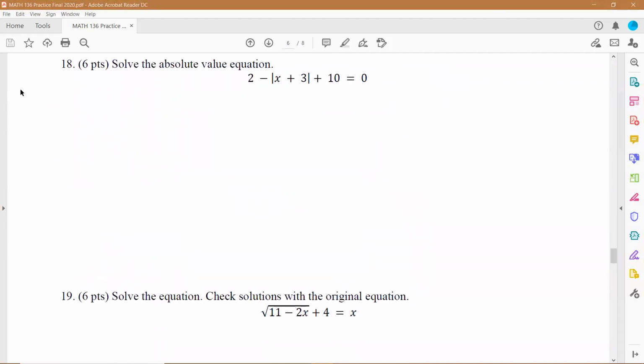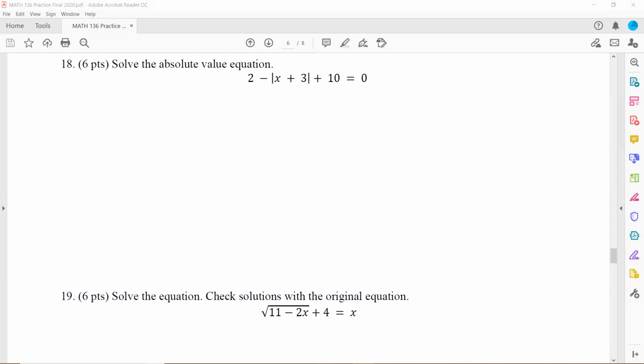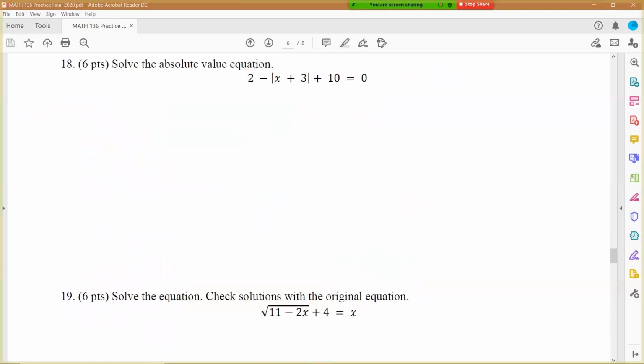Question number 18, we're going to solve this absolute value equation. We did this a long time ago. This is back in week 1, we did absolute value equations. First thing you want to do with absolute value equations is get your absolute value bars by themselves. It's very important that you follow the order of operations kind of to get them by themselves. The first thing you want to do is get rid of anything out here. So we want to get rid of the plus 10 by subtracting 10. If we subtract 10 on the left side, we have to subtract 10 on the right side of your equal sign.